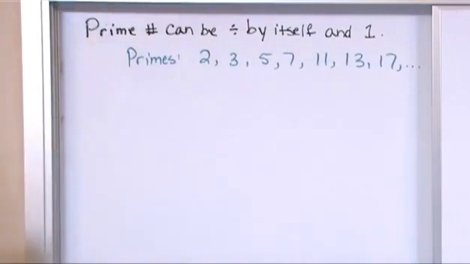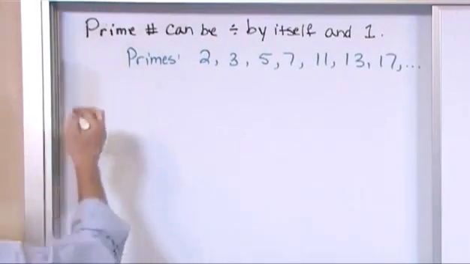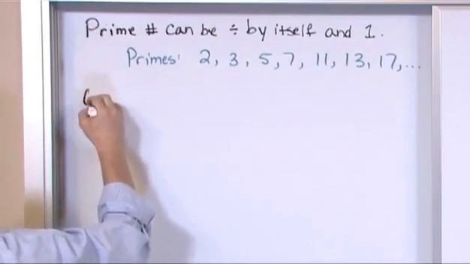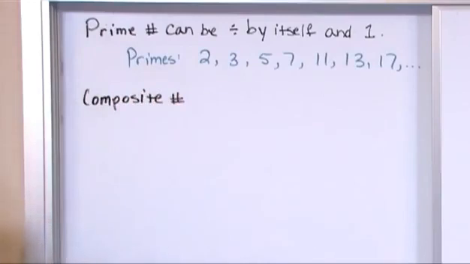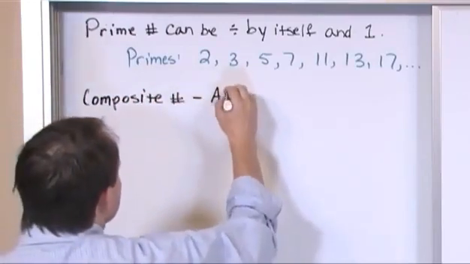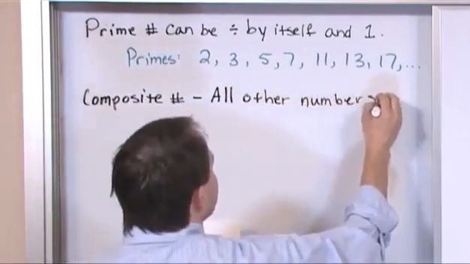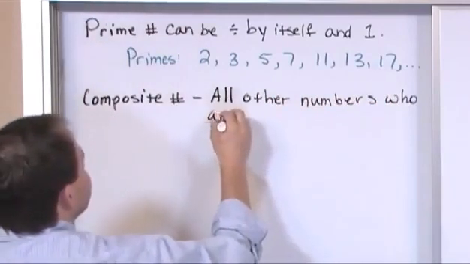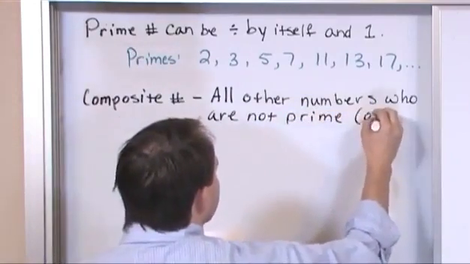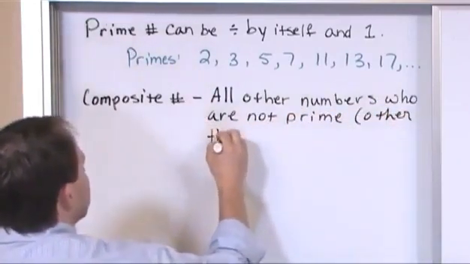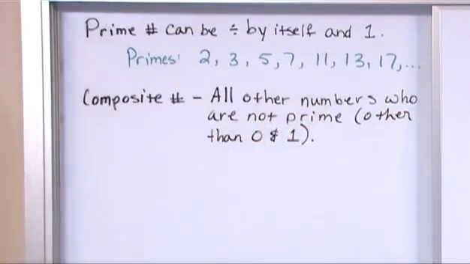All right. Now let me give you another little definition, and that's just because sometimes on a test you might be asked this. So we have prime numbers. Now a composite number. Sometimes you might see that in a book. So what is a composite number? It is simply all other numbers who are not prime, other than 0 and 1. So basically we divide the world up into two kinds of numbers in this section.